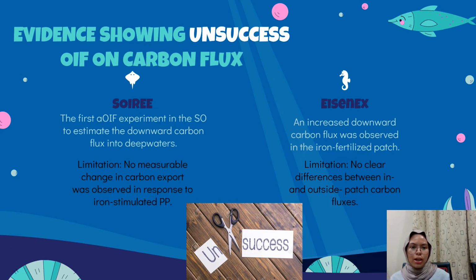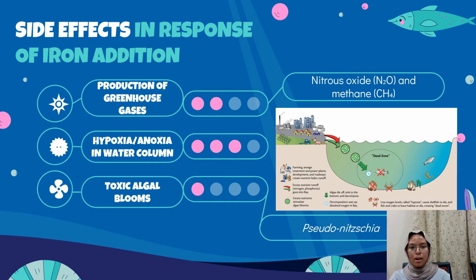However, all the other experiments besides IronEx 2 show an unsuccessful outcome, between SOIREE and EIFEX. For the present timeline, there are a few side effects in the response to iron addition. The first one is the production of greenhouse gases, which are nitrous oxide and methane. The second is the production of new hypoxia or anoxia in the water column. And the third one is the toxic algal bloom from the species Pseudo-nitzschia.